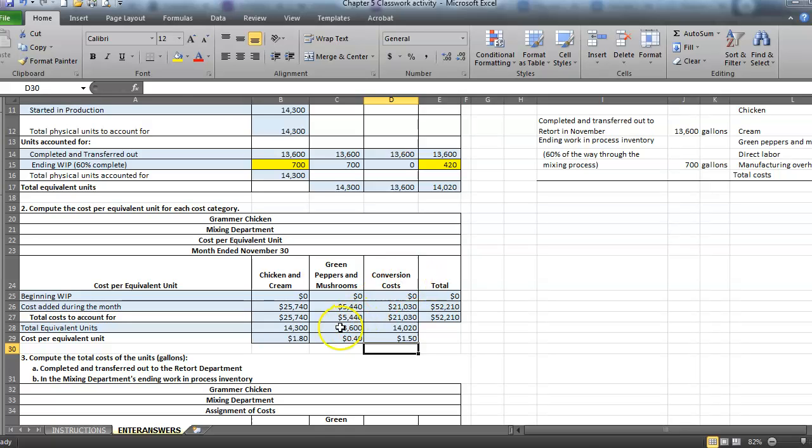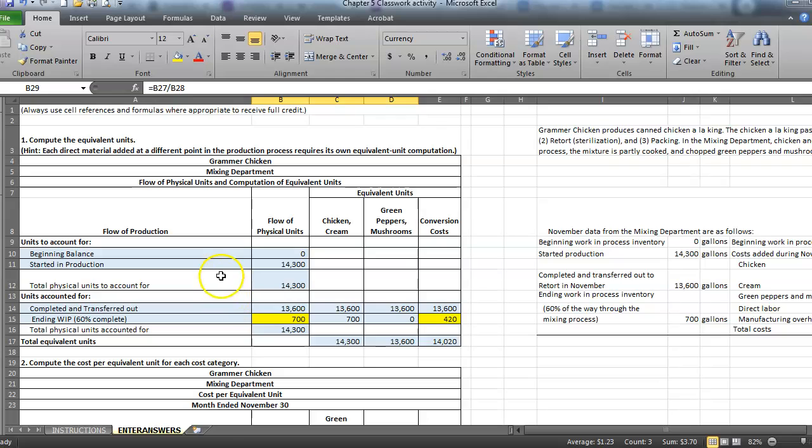So far, so good. So let me highlight these and go through these steps once more. In this process, we have to first compute our equivalent units. In doing so, we determine the flow of the units. That's important because that's going to give us the total number of units that we have to account for. Okay, it's very important to know what we're accounting for before we compute the equivalent units. It's a very, very important step.